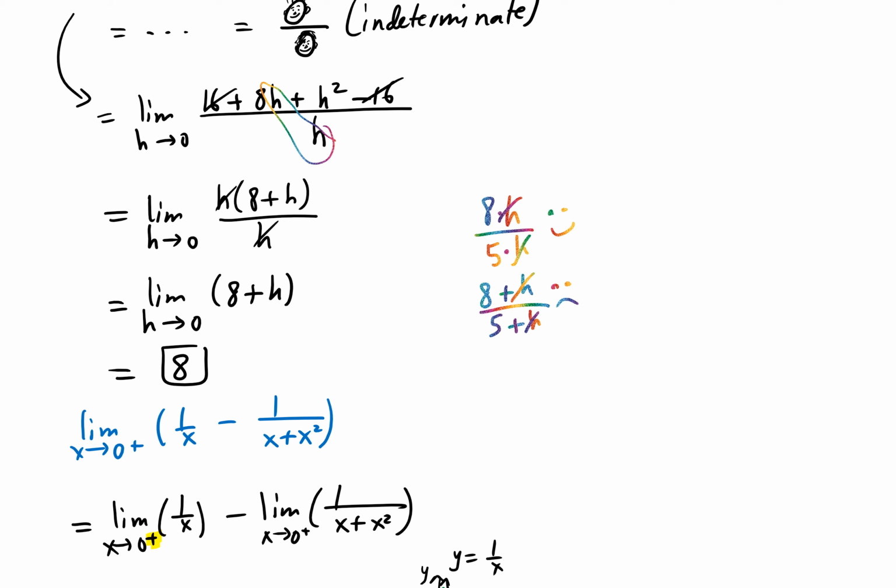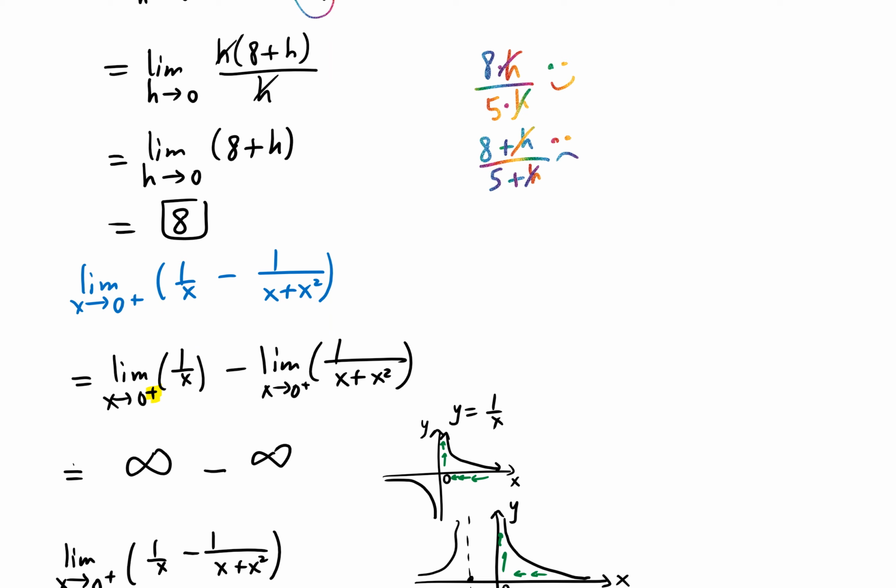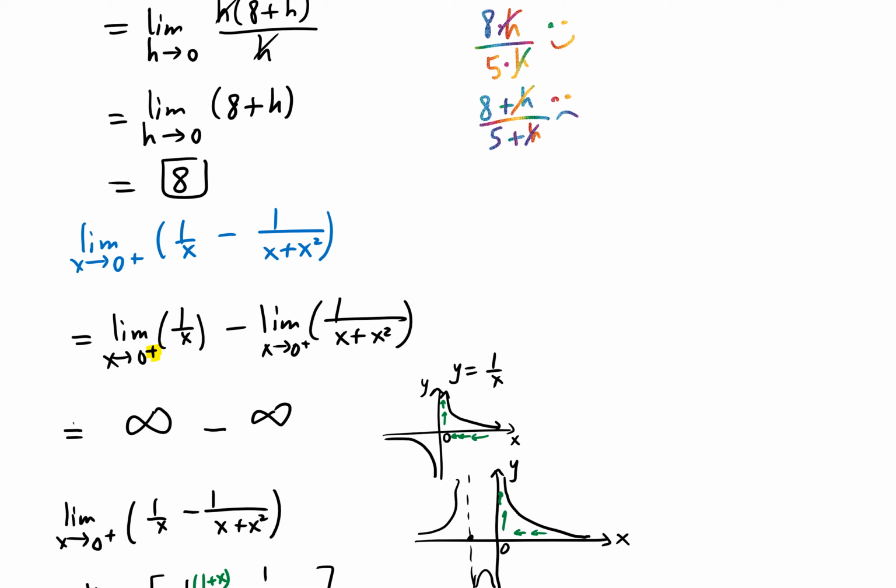Every time you find the limit as x goes to 0 or 0 plus, you need to check how the graph is behaving as x approaches 0 from the right side. And same thing for the other function, 1 over (x plus x squared). To do so, you graph each one of them. I graphed the first one, and I notice as I approach from the right side, the graph is going up to positive infinity. I graphed the next one, and I notice the same thing. So I got infinity minus infinity. And this is an indeterminate form, not zero, that's indeterminate. We cannot determine the value of it.